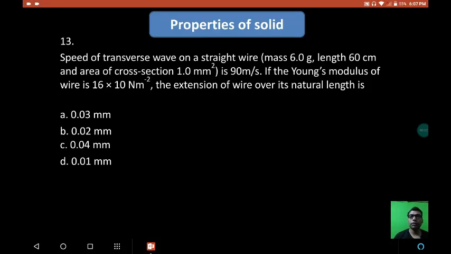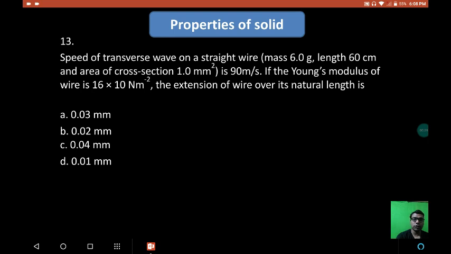So the coming problem is from the properties of solids. Let us see what the problem is. The speed of the transverse wave on a straight wire, where the mass of the wire is 6 gram, the length of the wire is 60 centimeter, and the area of cross section of the wire is 1 mm square, is 90 meter per second. If the Young's modulus of the wire is 16 into 10 Newton per meter square, then we have to find the extension in the wire's natural length.